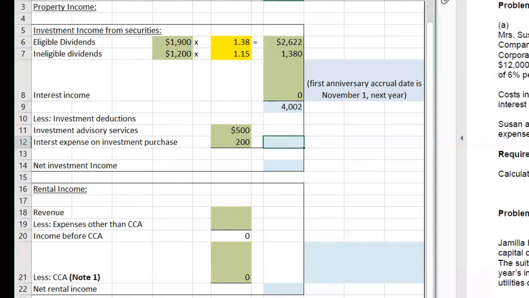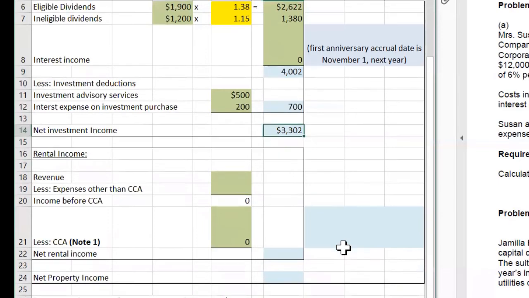So the total amount here is $700. The net investment income from our investments is the $4,000 minus the $700, which gives us around $3,300 for investment income. Now we're going to take a look at that rental income as well, because that's part of property income for Susan here. So rental income, we've got revenue. We know that the revenue was $8,000, I believe.